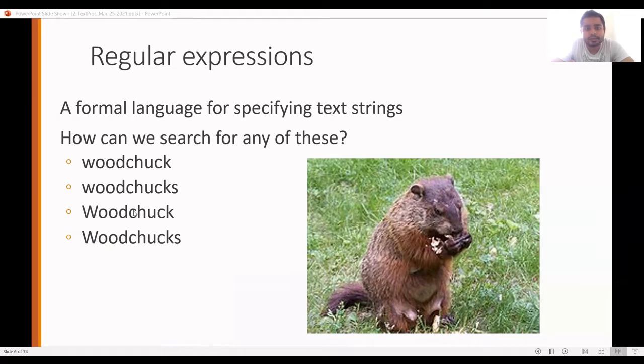This practical language is used in every computer language, word processor, and text processing tools like the Unix tools grep and Emacs. For example, how can you search for the words woodchunk, woodchunks, or woodchunk with a capital W, or woodchunks with a capital W, from a corpus of text?